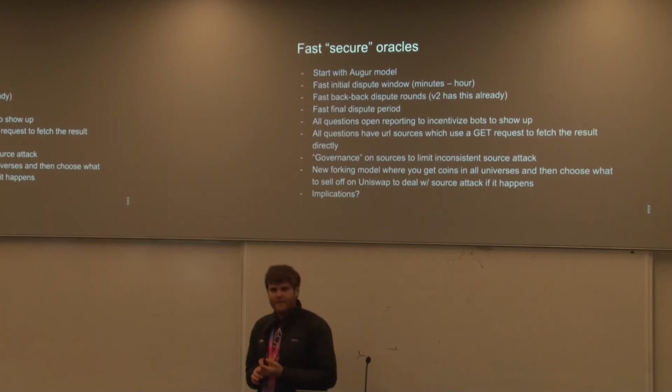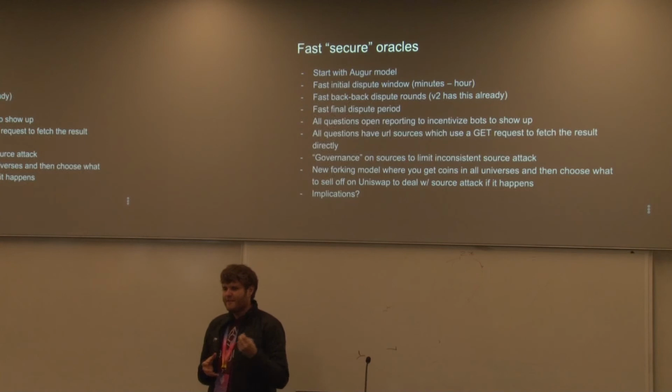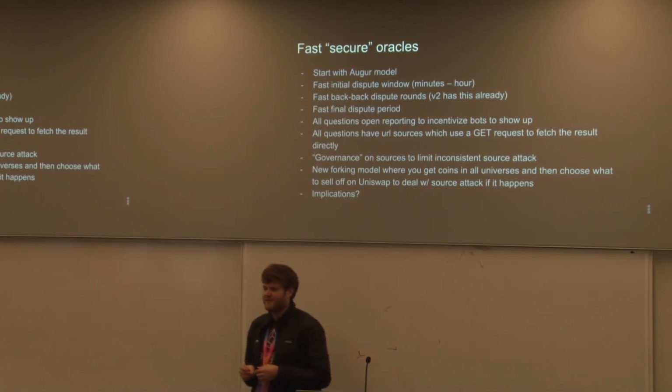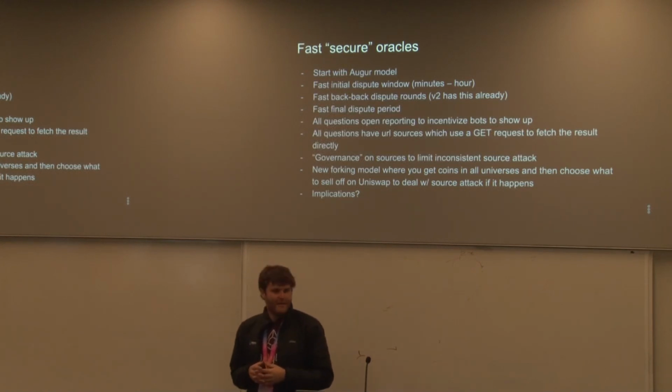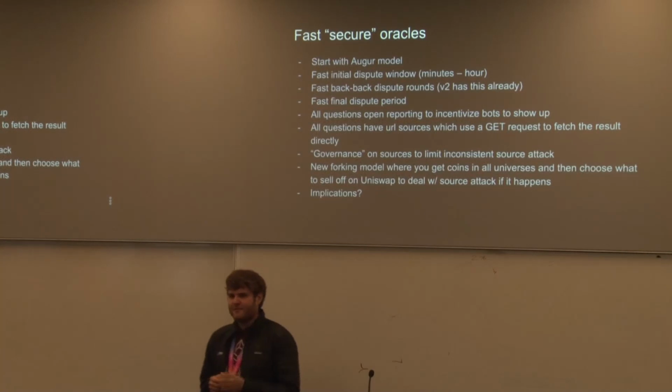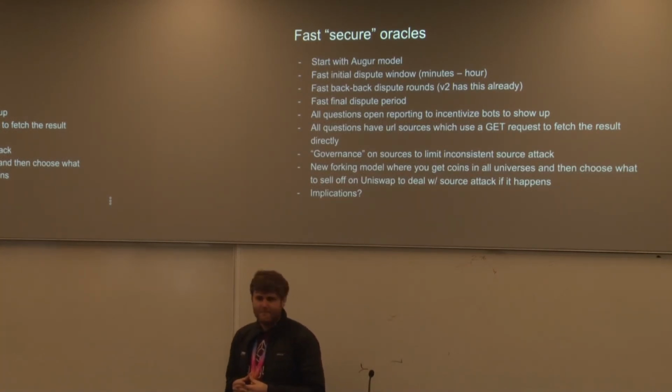The problem is something called the inconsistent source, which is the idea where somebody can say, get the result from mywebsite.com, and to half the people it says the answer is 42, and to the other half it says the answer is 47. People are going to lose money in a stake-based system if you use that.